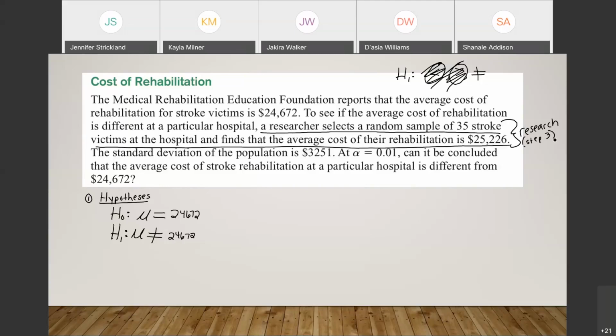All right, so now I'm going to look for the claim part. The best scenario is that the problem actually has the word claim in it, because that makes it easiest for me. But this one doesn't. So if it doesn't say the word claim, then I'm going to look at the question, because I want to be sure when I'm done that I've actually answered the question. So the question says, can it be concluded that the average cost of stroke rehabilitation in a particular hospital is different from 24,672?